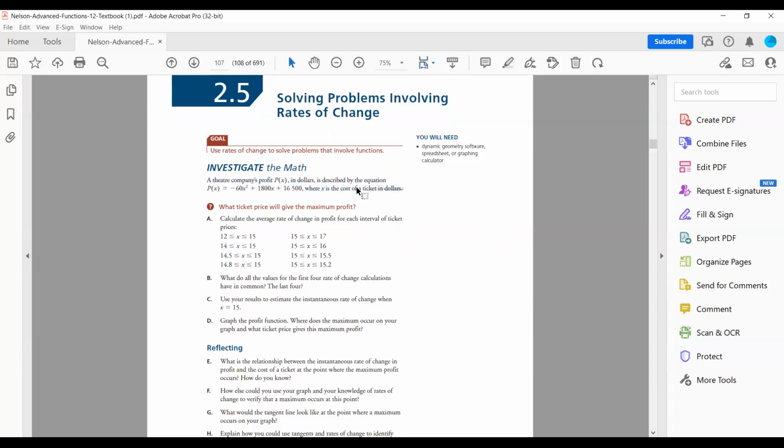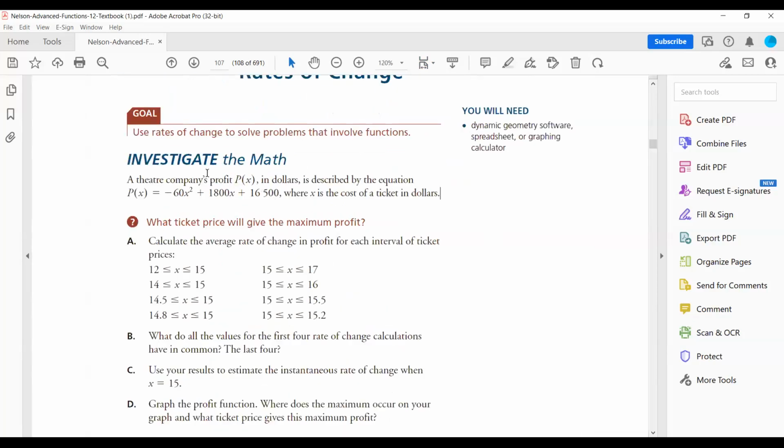Let's take a look at this problem. We're going to use a rate of change in order to find the solution. In this particular case, we're asked about a theater.